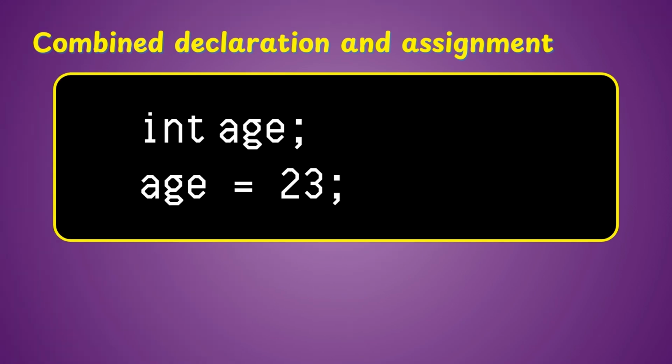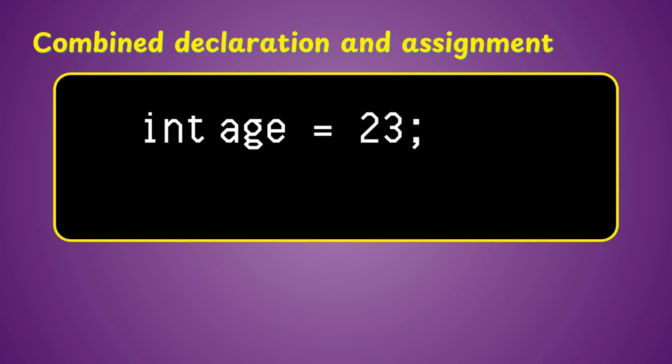Most of the variables we declare are going to need a value assigned to them right away. So C# lets us combine the declaration and assignment statements into one line of code. We're going to declare our variable the same way, but then stick the assignment on before the semicolon. This is really useful and is probably how you'll do a lot of your declarations.